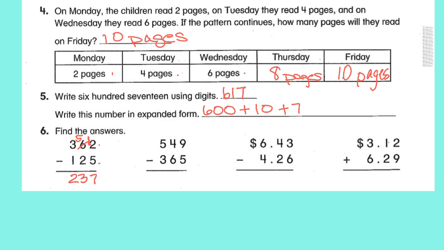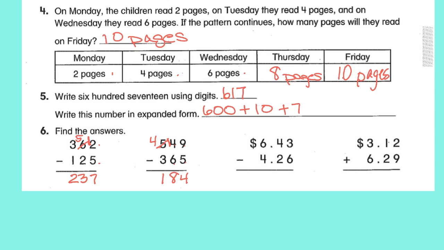549 minus 365. Here we can clearly take 5 from 9, which would be 4. We cannot take 6 from 4, so it looks like we're going to have to borrow from this 5 over here. So I'm going to change that to a 4. Bring that one over here. So 14 minus 6 equals 8. And then 4 minus 3 equals 1.